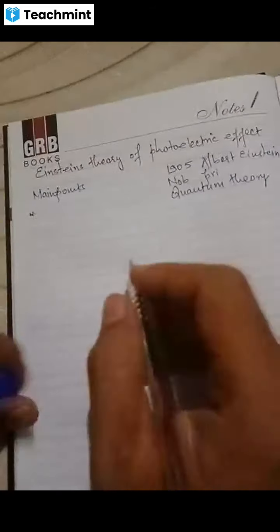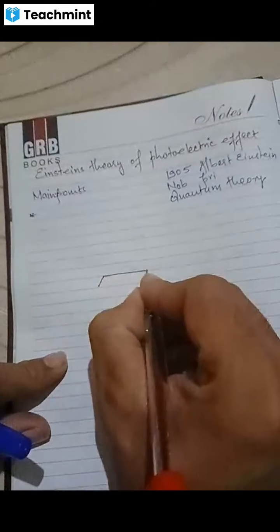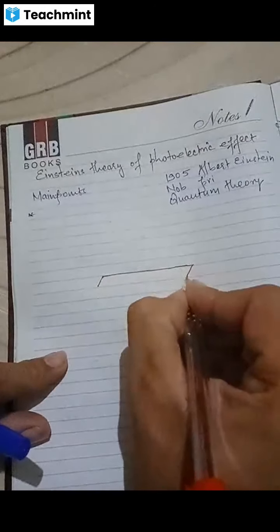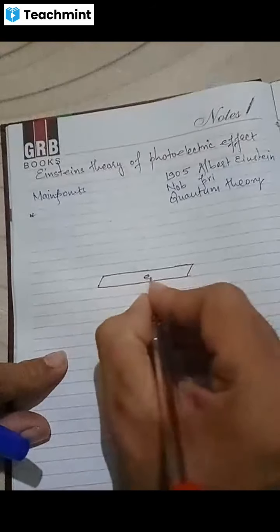And the other, an electron of the photosensitive material. So, my dear students, very simple to understand.